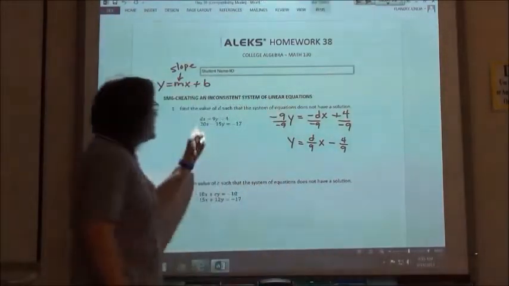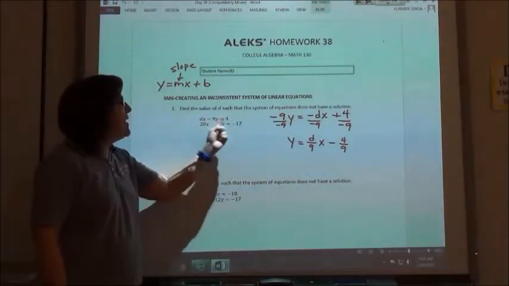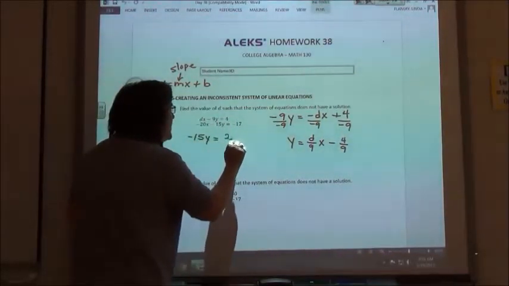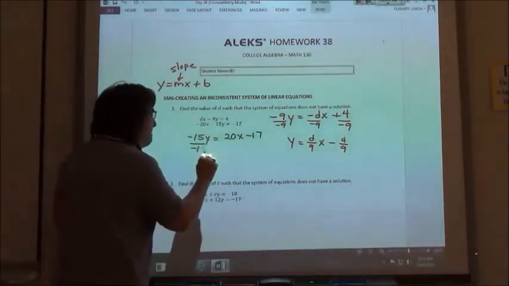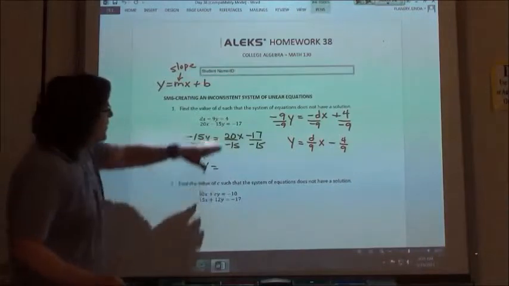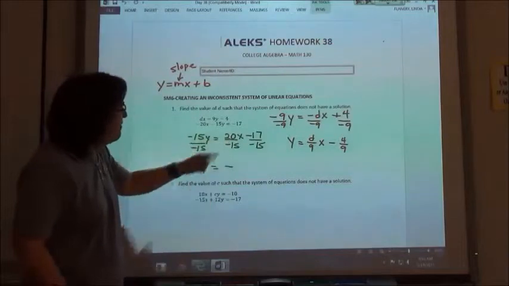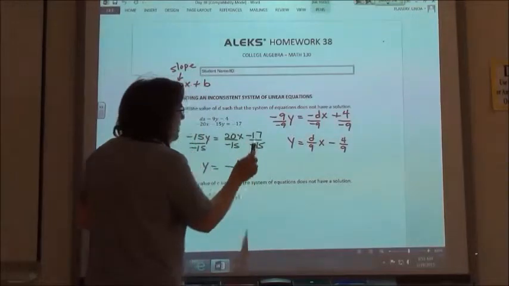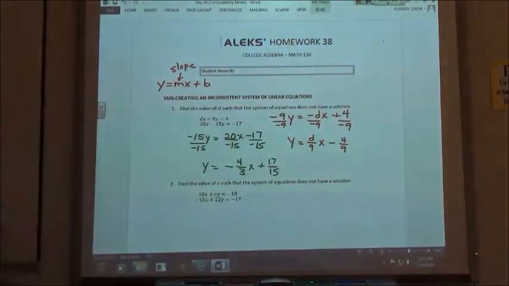I now have to rearrange my second equation. And so same thing, here I'm going to move my x term to the other side. Since it's negative, it's going to become positive. So negative 15y is going to equal a positive 20x minus 17. I'm then going to divide by my negative 15. So y is going to equal, I have a positive over a negative, which is a negative. I can divide both of these by 5, so I am going to have 4/3 x, and then here I have a negative over a negative, so it's positive 17/15 because I can't reduce that down.